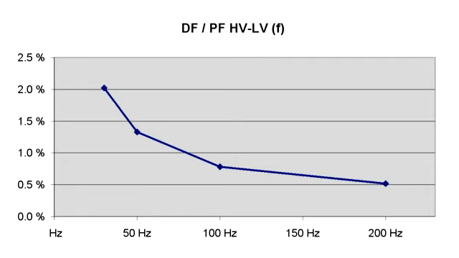A transformer like this distribution transformer with 11 kV primary rated voltage and 800 kVA typically has higher dissipation factor values. The power factor or the dissipation factor at 50 Hz is over 1%, and the minimum lies far above 200 Hz. It can be assumed that the insulation contains a relatively large amount of water.